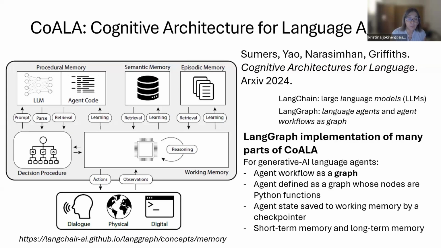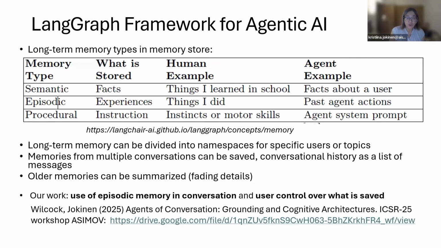Many of you are familiar with LangChain, used to pipeline large language models, and maybe also with AI agent workflows. LangGraph is designed to manage complex workflows with generative language agents. It provides an implementation of many parts of Koala, including short-term and long-term memories. A LangGraph agent is defined as a graph whose nodes are Python functions, and the agent state is regularly saved to short-term memory by a checkpointer.